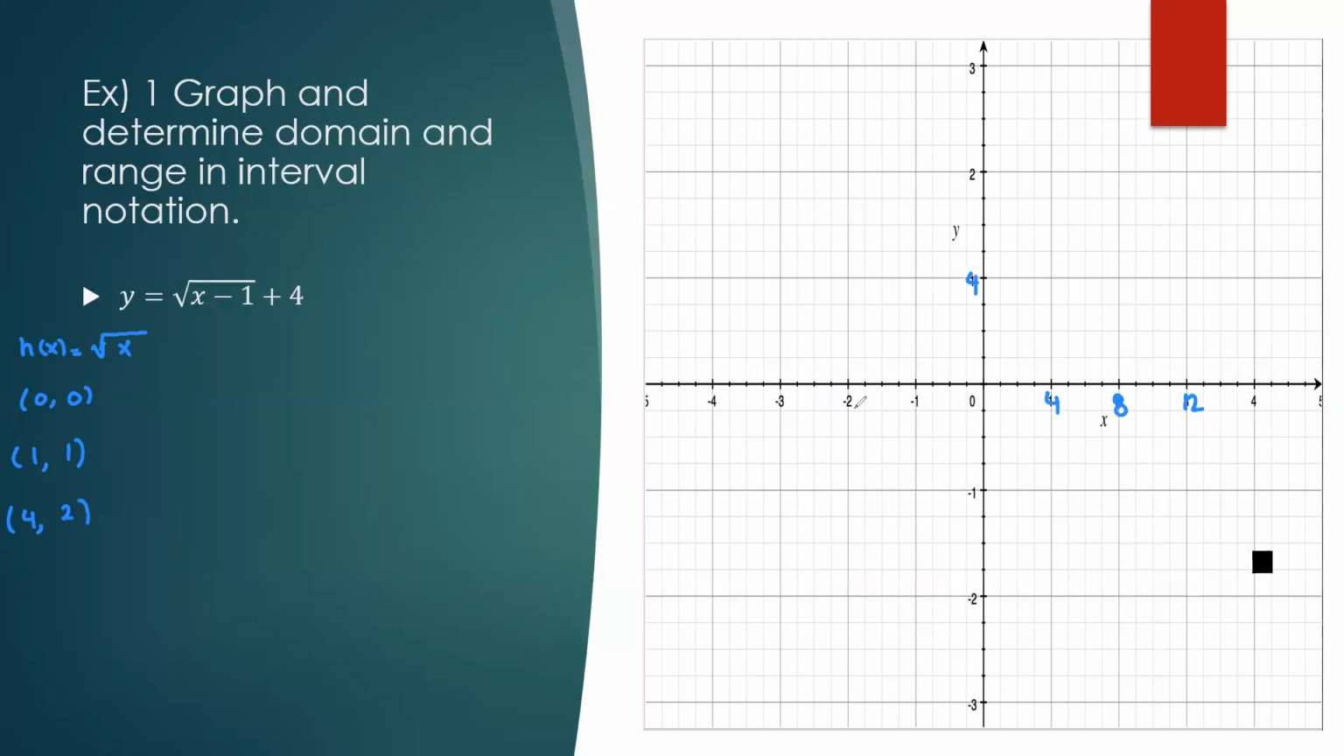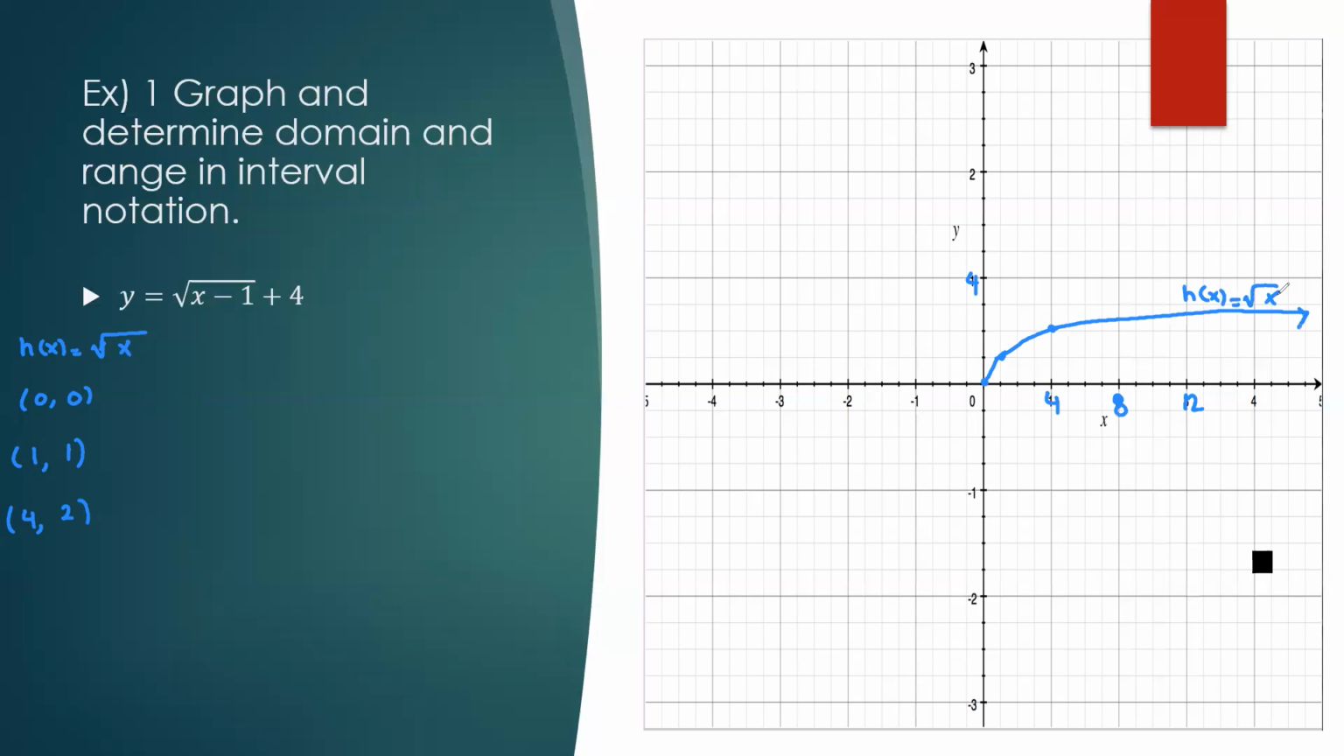If we graph that, (0, 0) would be right here, (1, 1) would be right there, and (4, 2) would be right there. Okay, graph the line. It would look something like this. We'll call it h of x equals square root of x.